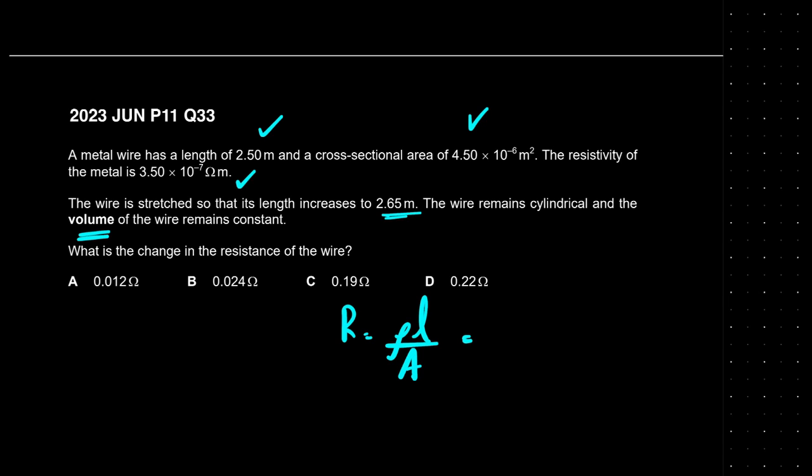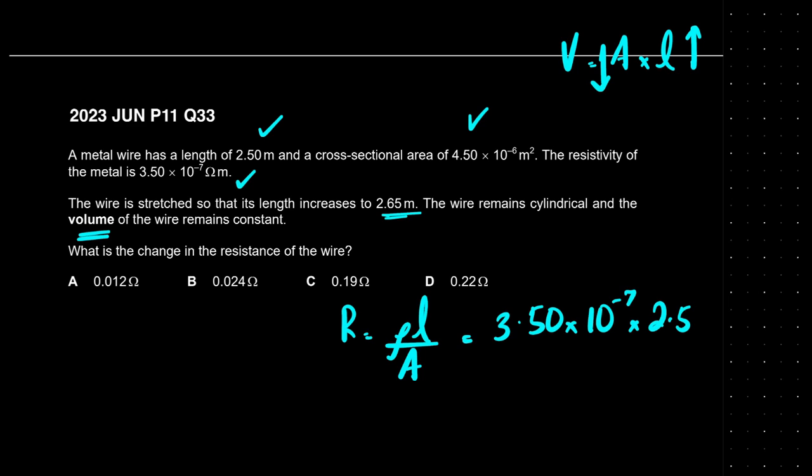Volume remains constant, so this obviously means that if the length increases, and I can think about volume as area times length, if length increases, the area must decrease, right? So first, let's calculate the old resistance. So rho is 3.50 into 10 to the negative 7. Length is 2.5 and area is this much. Right? So this is going to give you some resistance value here.